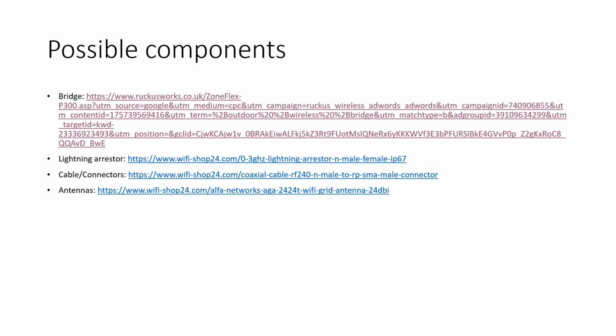Some examples of possible components that you might take a look at, and I recommend you just clicking on those links. So we've got an example of a bridge, an example of a lightning arrestor, some cable connectors, and some antennas that you can have a look at. And it's quite nice just to have a look at the specifications of these things.